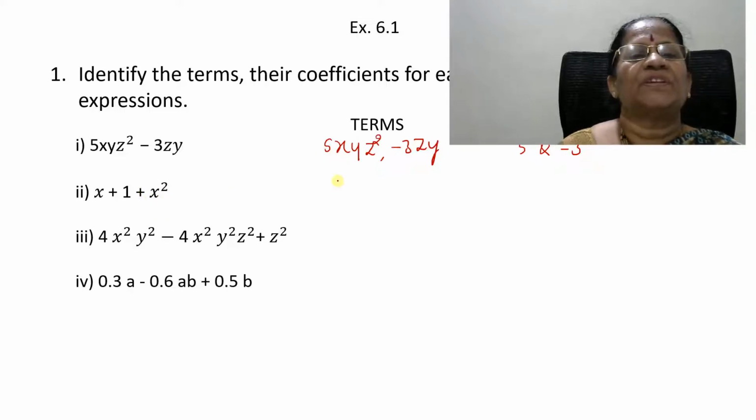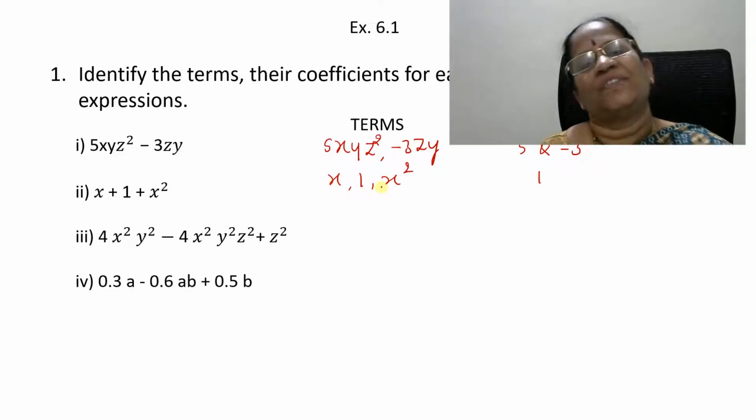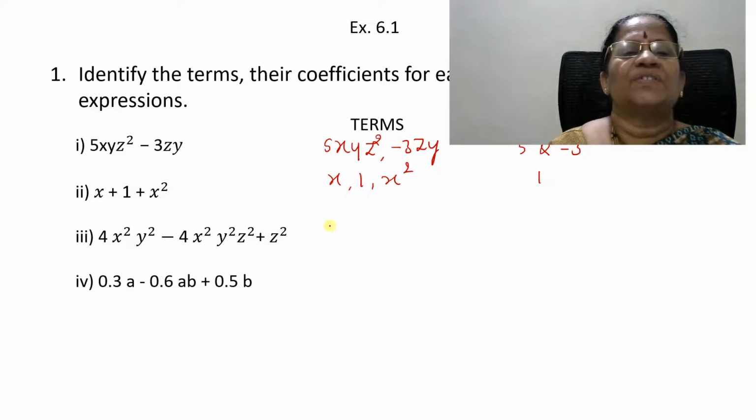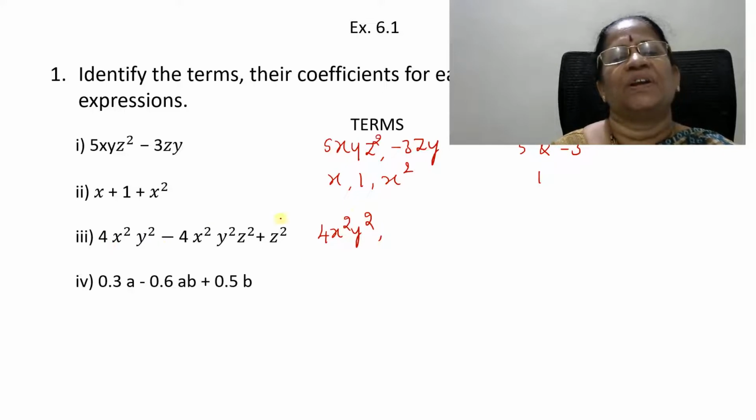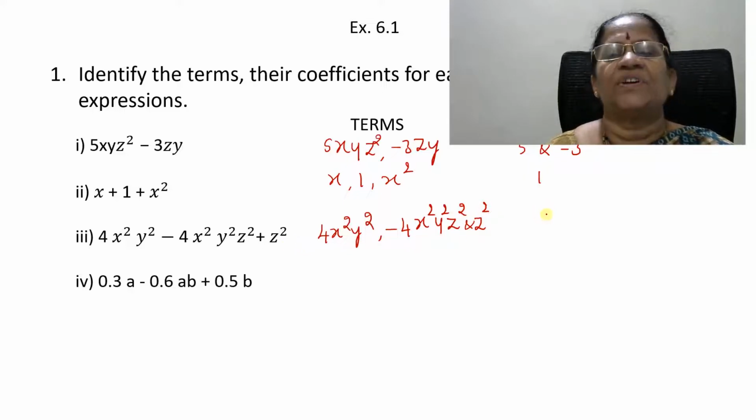In this one, what are the terms? x, 1 and x square. Coefficients are 1 only. Coefficients of x and x square are 1 only. Here what are the terms? 4x square y square. You need to write this together only. 4x square y square, comma, minus 4x square y square z square and z square. This term is z square. What are the coefficients? It is 4, minus 4 and plus 1.